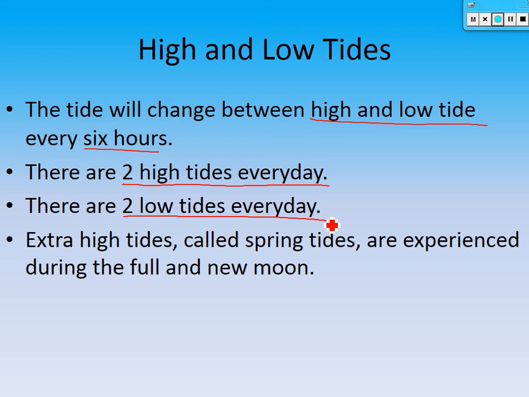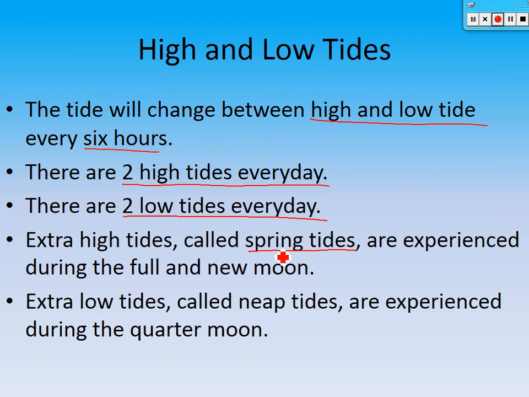There are these extra high tides, which are called spring tides, that are experienced during the full and the new moon. So when we have a full moon and when we have a new moon, along the coast there will be extra high tides, and they're called spring tides. There's also extra low tides, which are called neap tides. And neap tides are experienced during the quarter moon. So when we see a quarter of the moon, there will be extra low tides, and again, they're called neap tides. Okay.